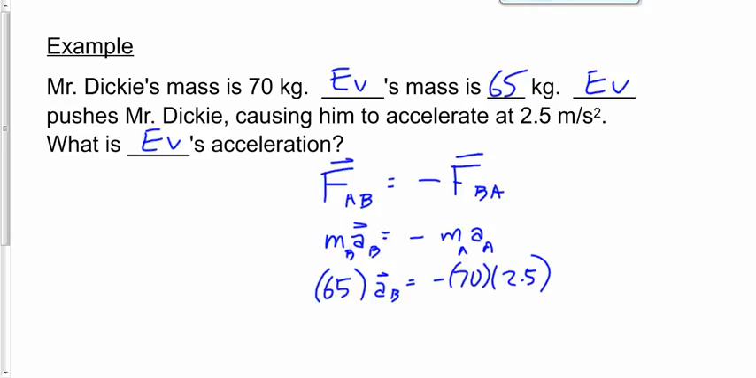Negative 70 times 2.5 gives me negative 175. Negative 175 divided by 65 gives me negative 2.7.